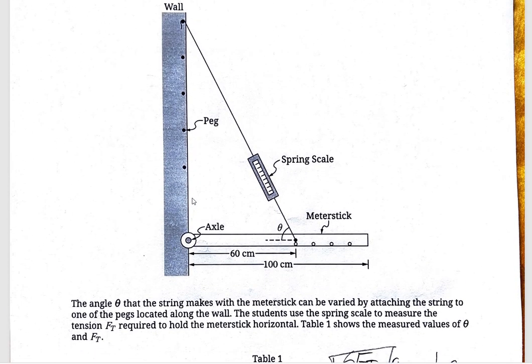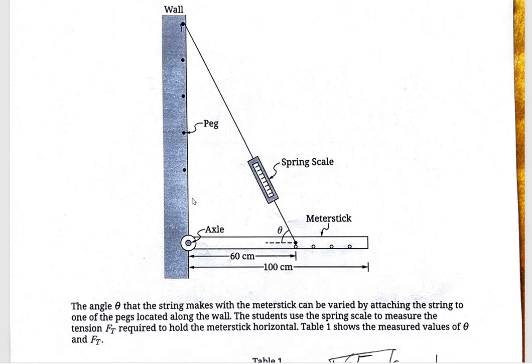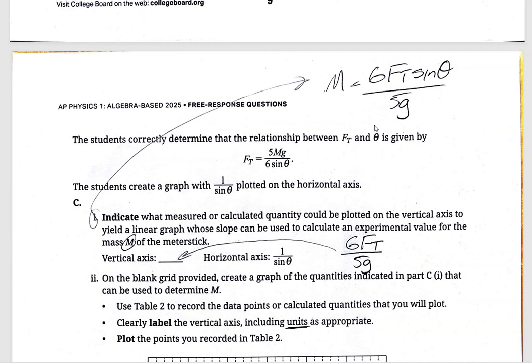Next question. Whoo, boy, that looks different. Okay, they've adjusted the setup. I'm not going to get into it. You can see it. Students correctly determine the relationship is this. Wow. Some of the ones that you've done for practice were way harder than this. And you want to graph something so that you can get the mass again. What did I do? I just rearranged this expression for mass.